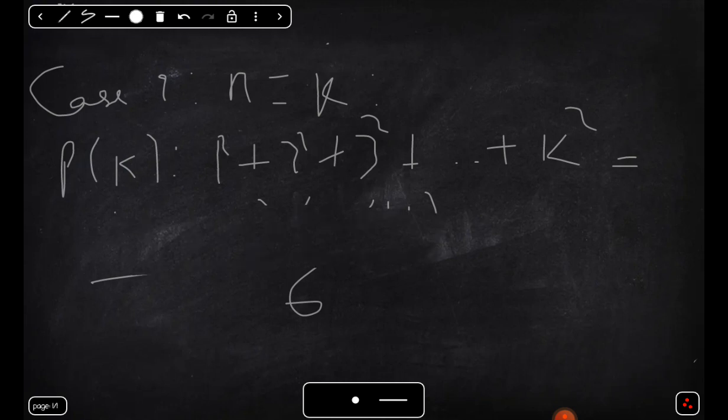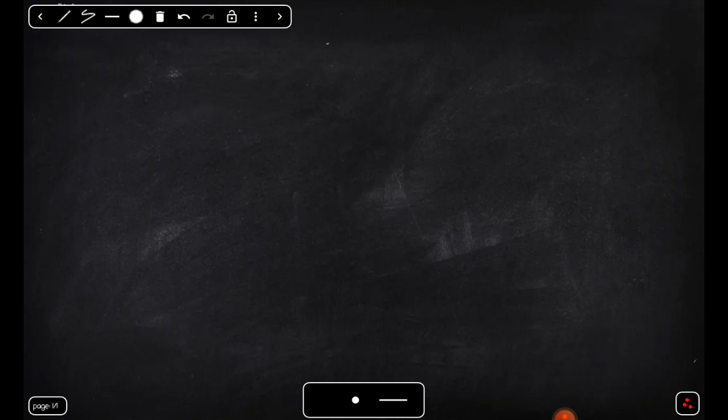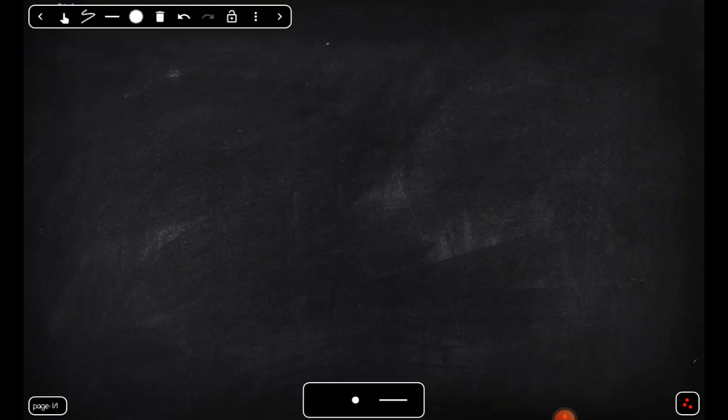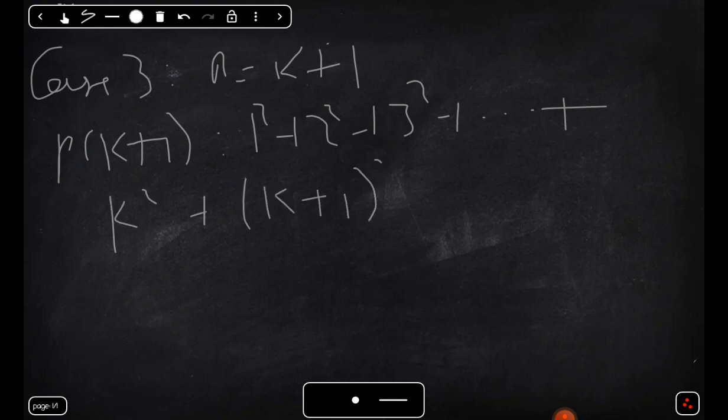So next we go to case 3. That is the major work we have. That is the inductive step itself. The inductive step is simply when, that is case 3, n is equal to k plus 1. So we have P of k plus 1 will now be 1 squared plus 2 squared plus 3 squared plus ... plus. Here it was k squared, then add what? k plus 1 to it, squared.